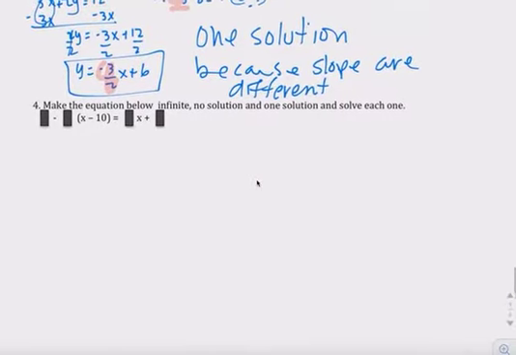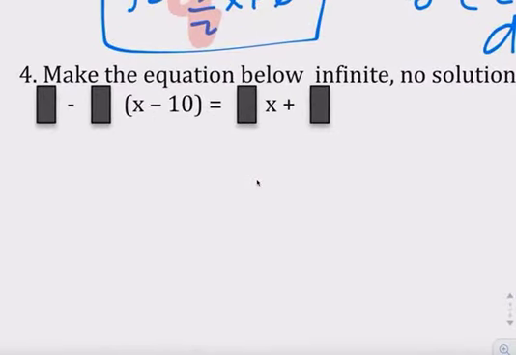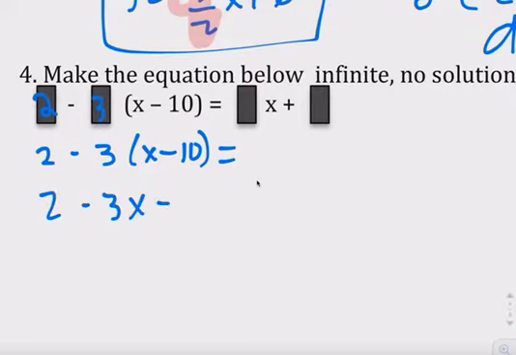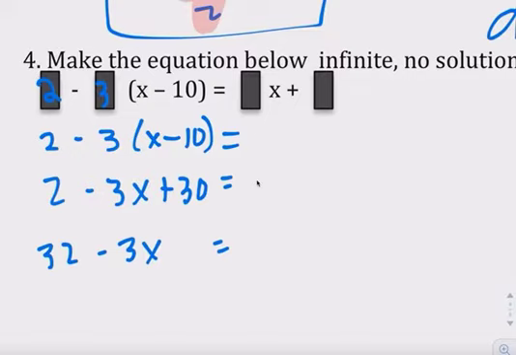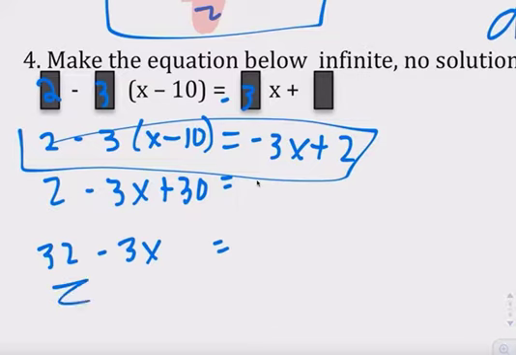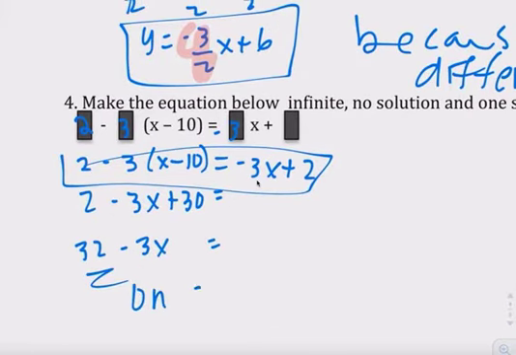Okay, make this one solution, no solution. You guys know how to do this. Put this 2, 3. So you get 2 minus 3 parentheses x minus 10 equals, we don't know yet, 2 minus 3x plus 30. We got 32 minus 3x equals. For no solution, we need to make it negative 3x plus something, whatever, as long as it's different than 32. That's no solution.